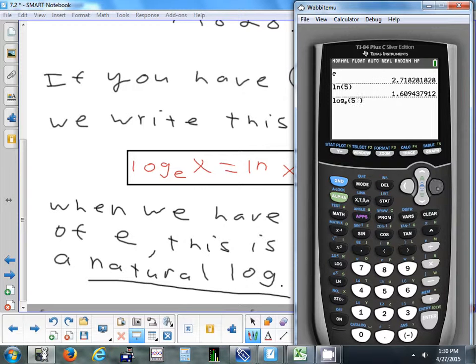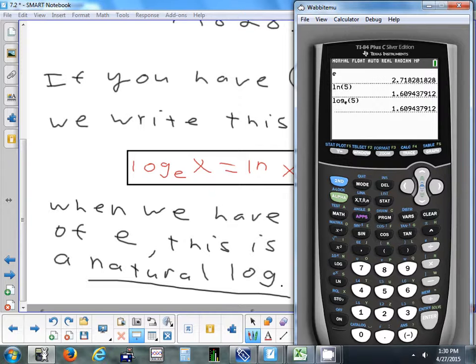You don't have to know how I just typed it in on there, because I'm going to teach it in a way that you don't have to have this kind of calculator. It just makes it very easy for me to type it in fast. You do not need that. All right, so my point was to show you get the same thing.